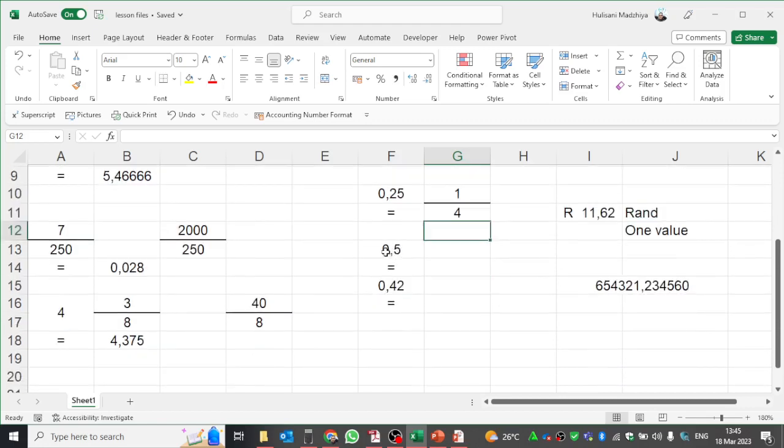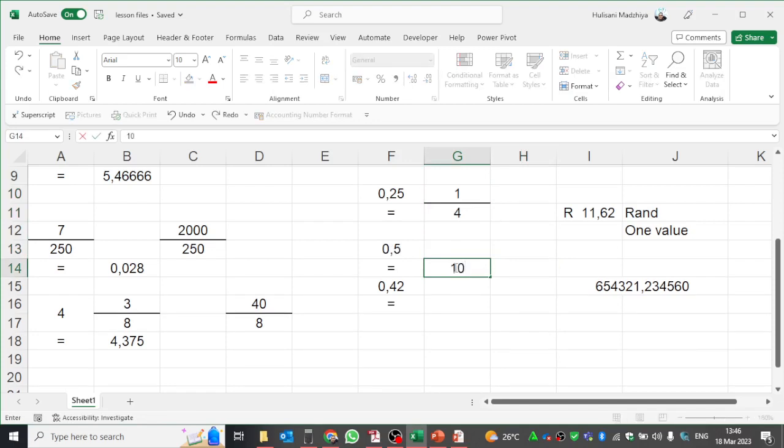The same applies to 0.5. When it comes to 0.5, we just have to do the same principle. What are the numbers behind the comma? The number behind the comma is 5, and 1 decimal represents tenths. So we're going to have 10 as our denominator, and then we're going to have the 5 here, meaning that our fraction is equal to 5 over 10.